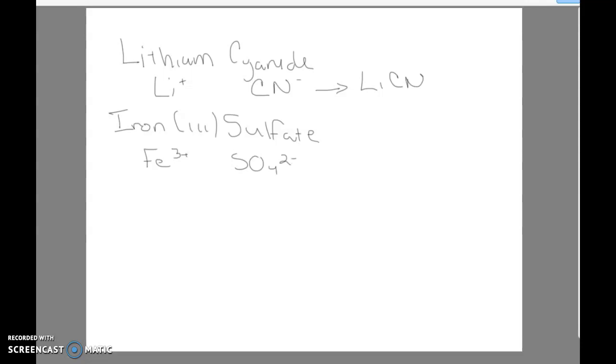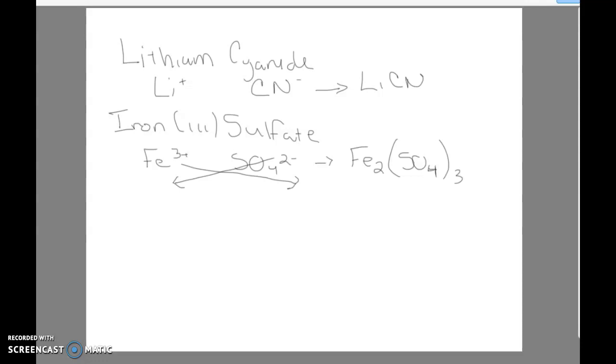And in order to make the chemical formula, I have to make sure that my charges are balanced. So I need 2 irons, and I'm going to need 3 sulfates, and I'm going to have to show that with parentheses. So I'm going to have Fe2, and then parentheses SO4 3. That is a 4. Hard to tell.